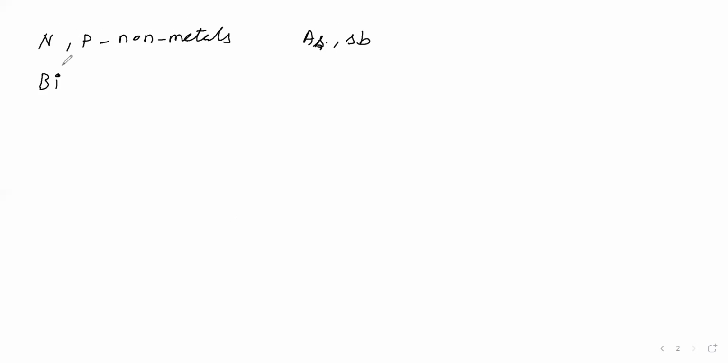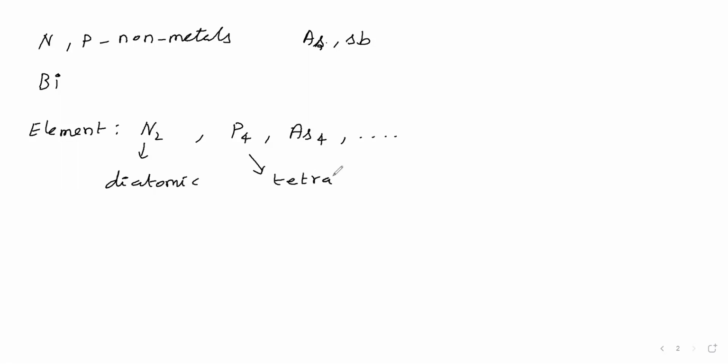Next, we'll see the molecular formula of these elements in their elemental nature. Nitrogen consists of N2 molecules. Phosphorus consists of P4 molecules. Arsenic exists as As4 molecules, antimony Sb4 molecules, bismuth Bi4 molecules. In this elemental nature, nitrogen exists as diatomic, and the rest exist as tetraatomic in this family.